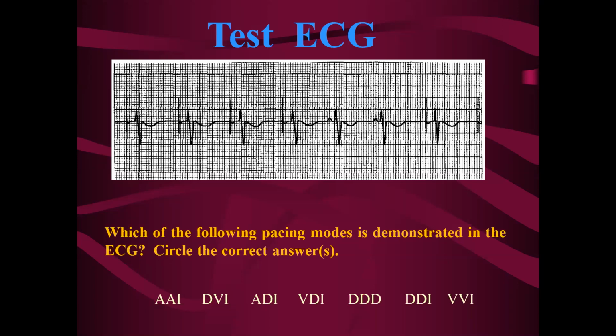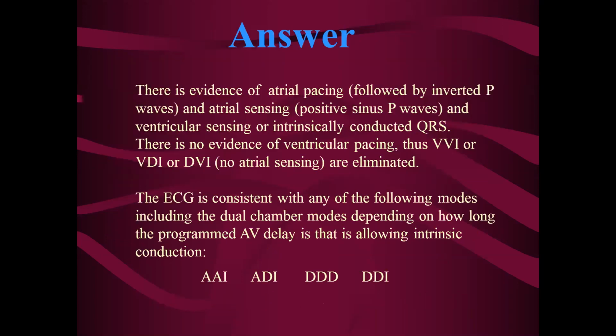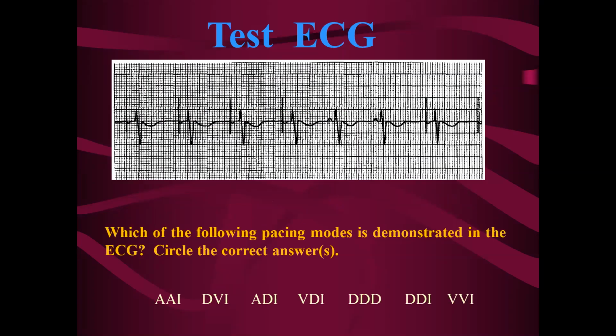Yeah, excellent. Let's see. AAI, ADI, DDD, DDI. Now there's one more, DVI. I wonder if we eliminate DVI, no atrial sensing. So you're right, the answers that we eliminate are VDI and VVI.